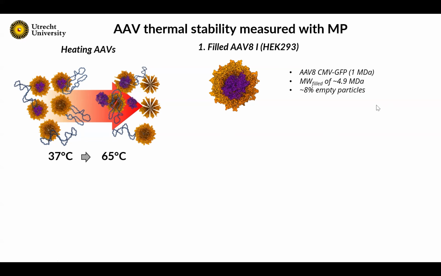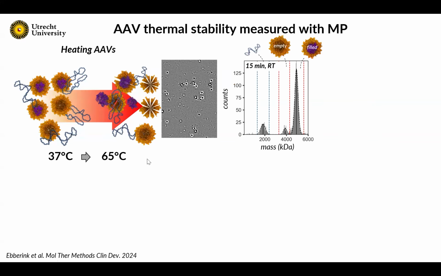But now we repeat the measurement using the same AAVs as we saw earlier: AAV8 containing a genome expressing GFP, and in this mix there are also some empty capsids that we can see. I forgot to mention these were made in HEK cells. What if we take this sample, again measured at 65 degrees, but this time we've spiked in our DNA plasmid? First we start with just a measurement at room temperature. Here we have our filled particles, we have our empty particles, but this time we can also detect our plasmid DNA.